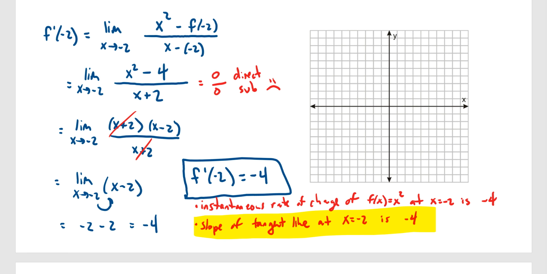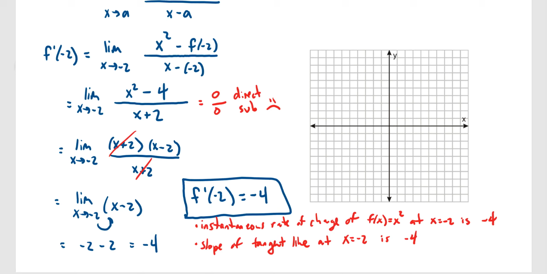So the instantaneous rate of change, you can kind of think of that, not that it's the best way to say it in math terms, is like the instantaneous slope. The slope at a singular point at this point will be negative 4. So let's go ahead and actually look at this graphically.